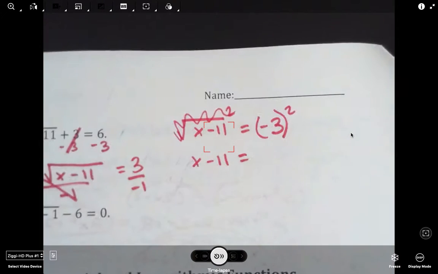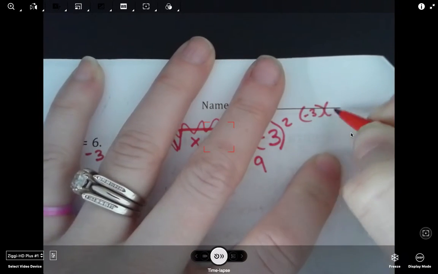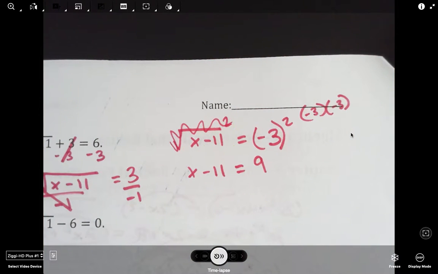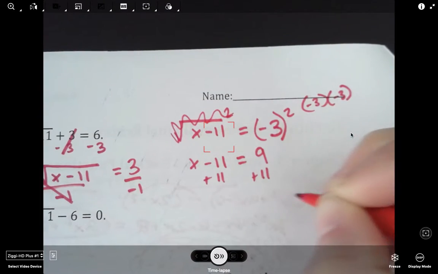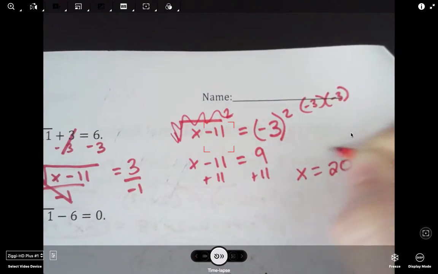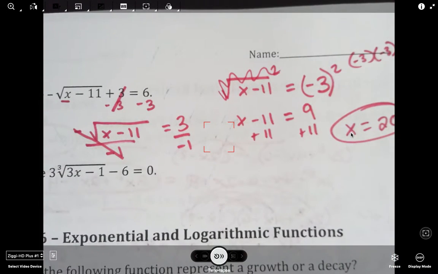What is negative 3 squared? Is it negative 9 or positive 9? It is positive 9. Think of this as negative 3 times negative 3, and the negative is going to go away. So that's 9, and then add 11. X is 20. You can plug that back in if you want to check your answer.